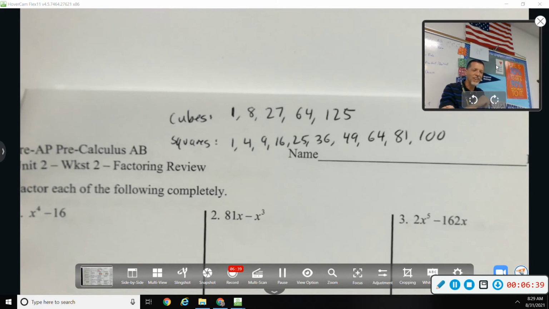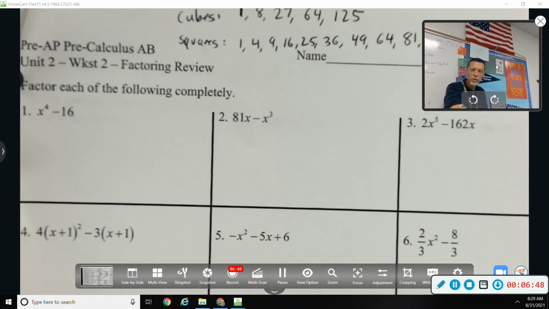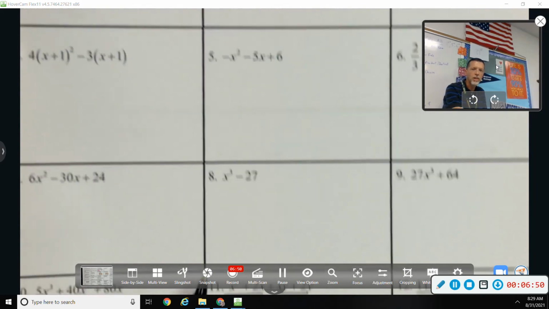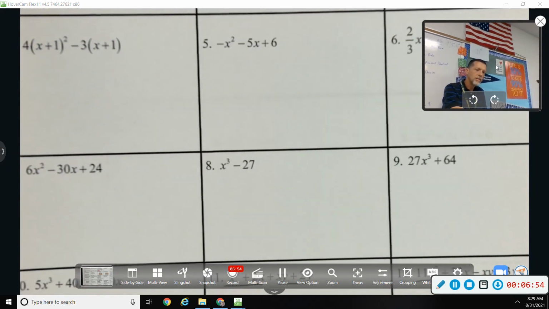Practice is the short answer. Know your cubes and squares. I mean, there are some rules, like 4 terms is always grouping. 2 terms is always going to be squareds or cubes, like number 8 and 9. Always look for a GCF first.